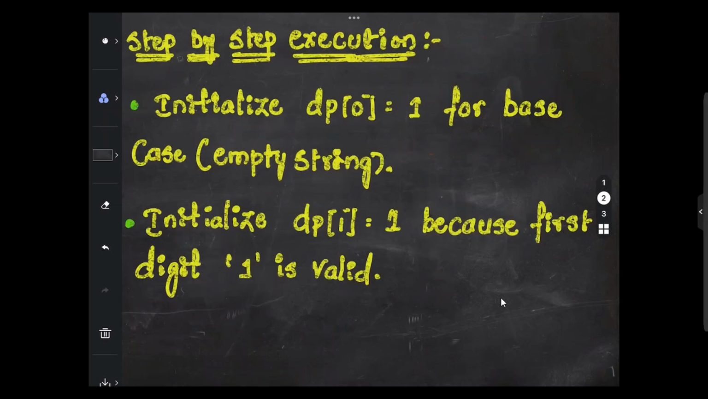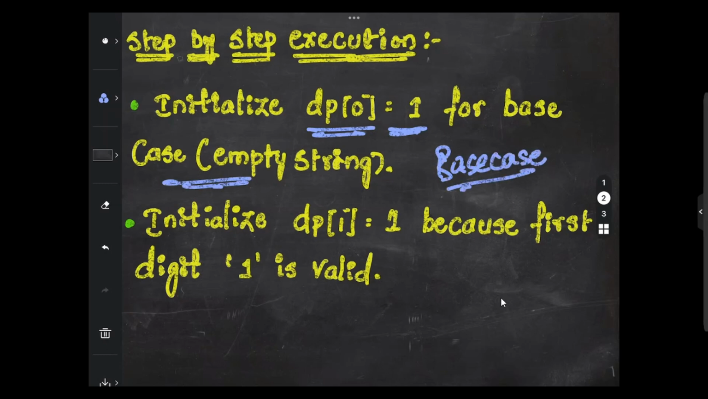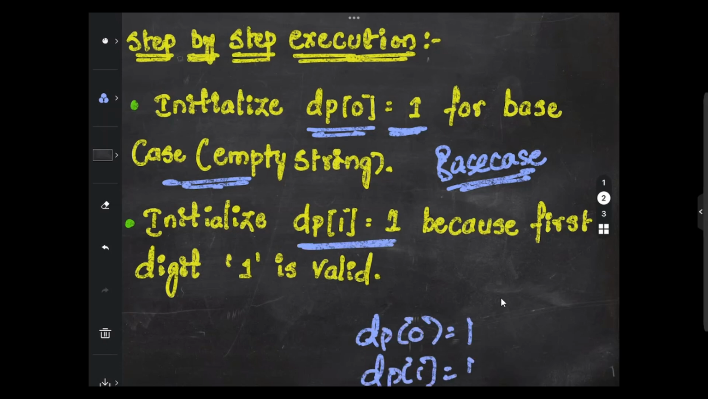This is fine. Let's move on with the step-by-step execution. The first step is that we will initialize DP of 0 to 1 for the base case, the empty string. Just remember this, as it will be really handy while writing code. We will also initialize DP of 1 to 1, because the first digit 1 is valid. This is easy to understand.